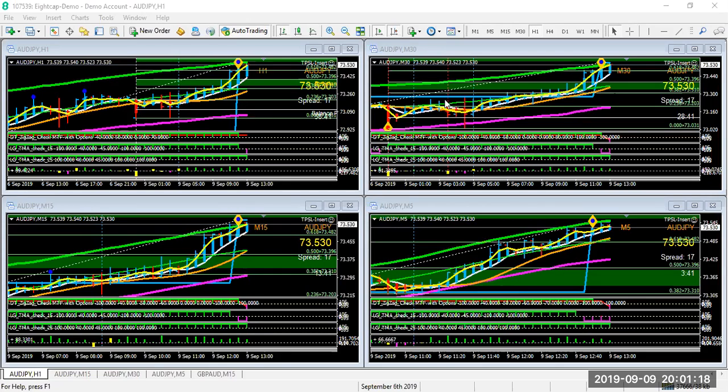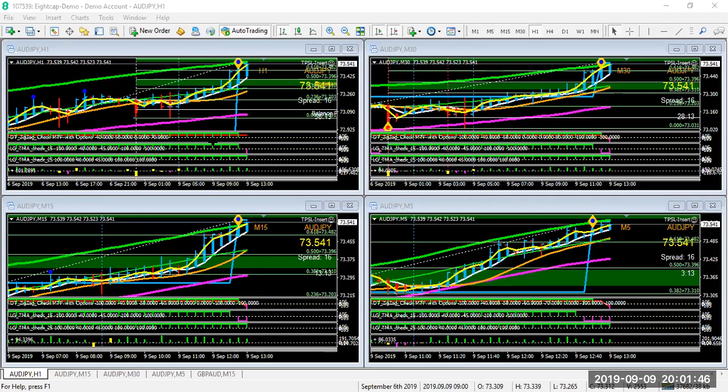Okay. Well, just for a change, I thought I'd put Aussie yen up because the template should work on pretty much most crosses. Aussie is one of the fifth most traded currencies. Obviously, yen is very much traded as well. So we expect, well, Aussie yen is in the minors.